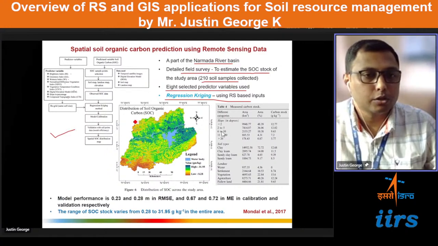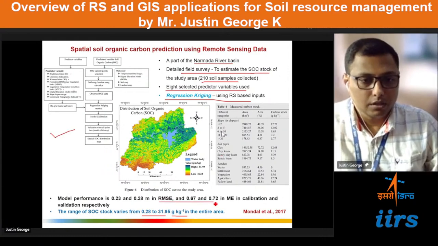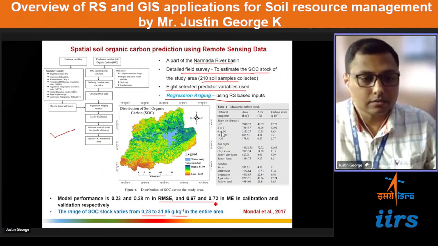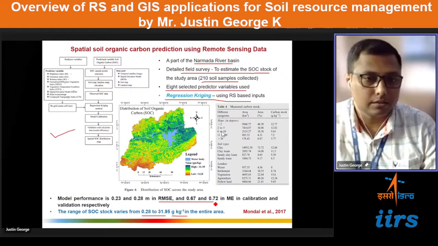You can see the spatial distribution of soil organic carbon they were able to identify. And you can see the range of the soil organic carbon stock in the particular area. It varied from 0.28 to 31.95 gram per kilogram in the study area. And these are the model performance characteristics like calibration, validation, RMSE, and other things.